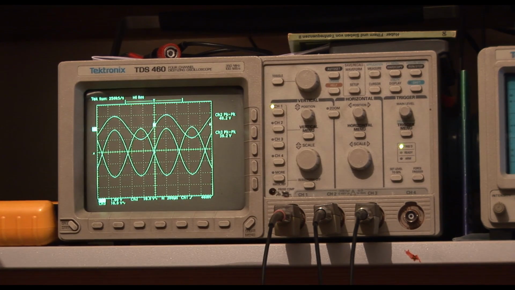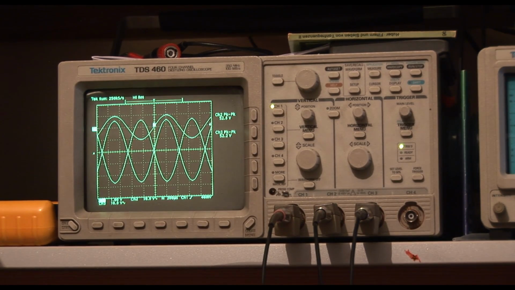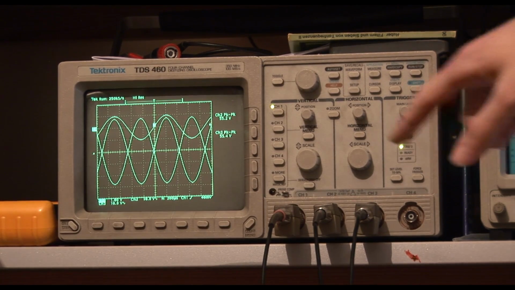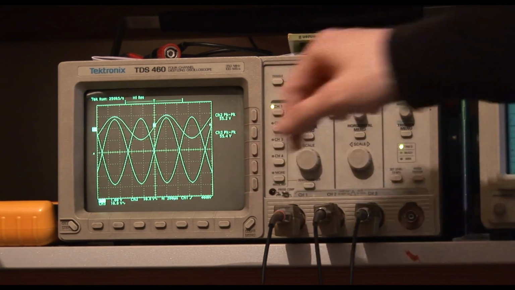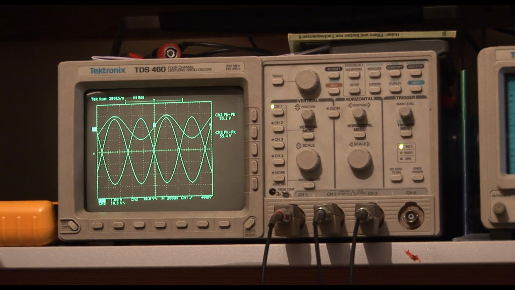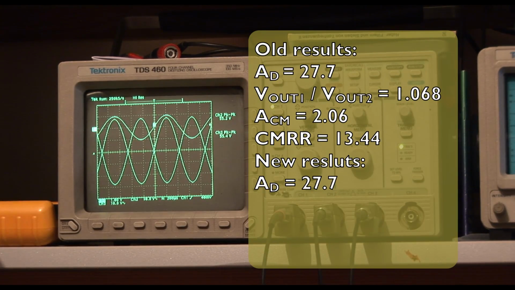Now you can see the tubes heating up. And there we go. So let's first of all measure the gain. The input is still the same as in the last video. It's 2 volts peak to peak. And the output on the second channel is 55.4 volts peak to peak. So this gives us a gain of 27.7, which is exactly the same which we had in the first video.